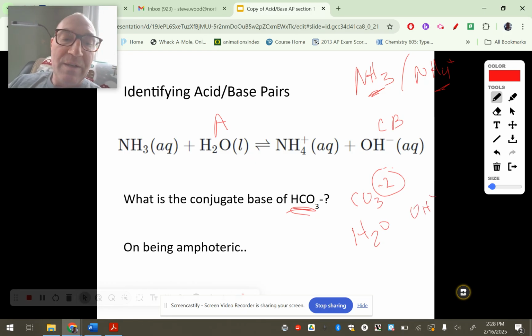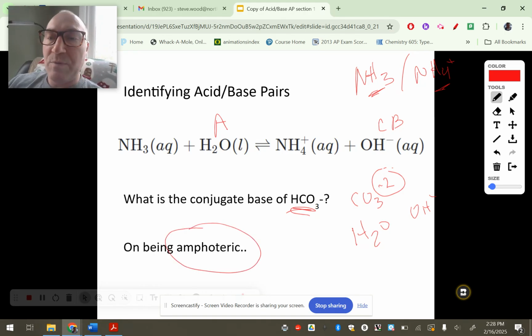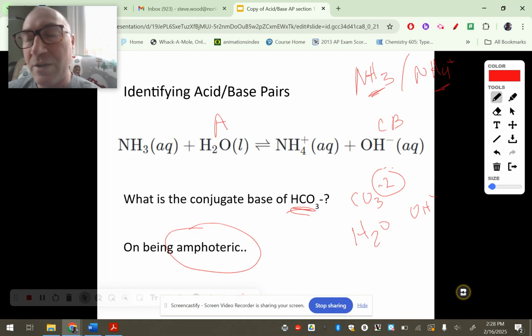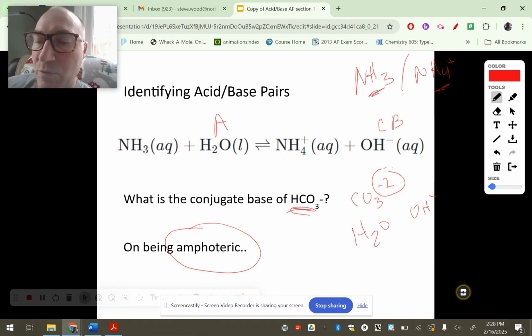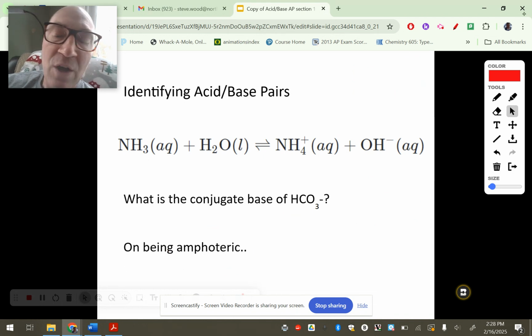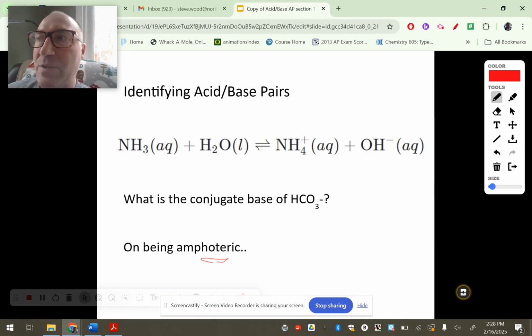Okay. Now, it is possible, and not always possible, or not with everything, but it's possible that you can be both. So water can act as an acid or a base. And we say things that can do both, they're called amphoteric, or you often will see it as amphiprotic. Okay. So since they're protons, amphi just means it can do both.